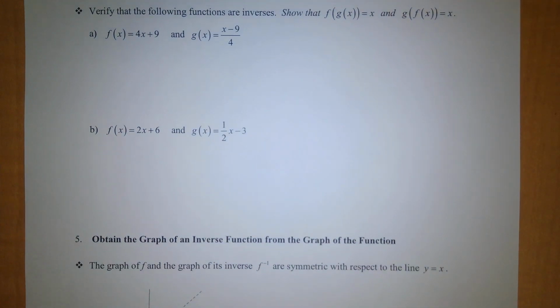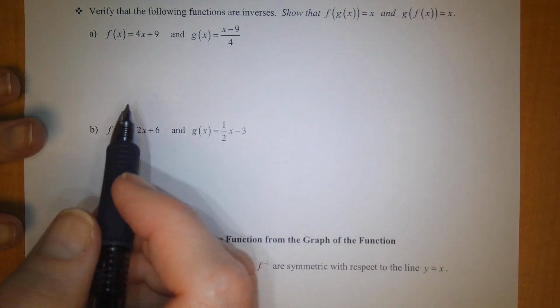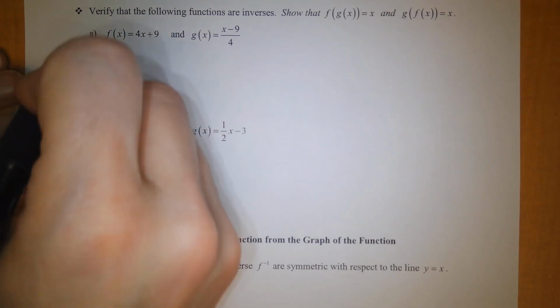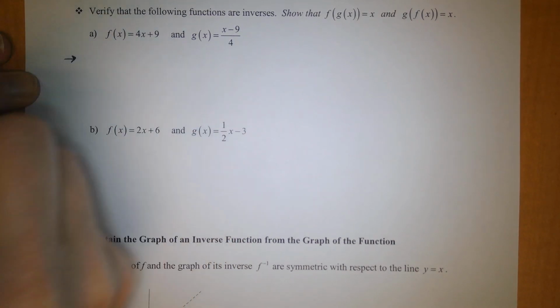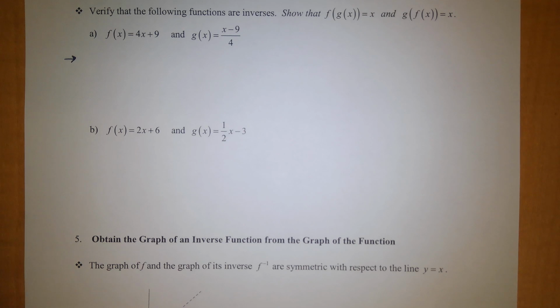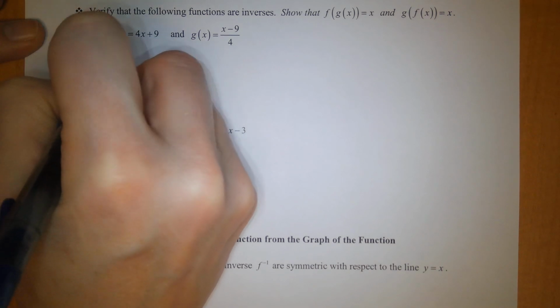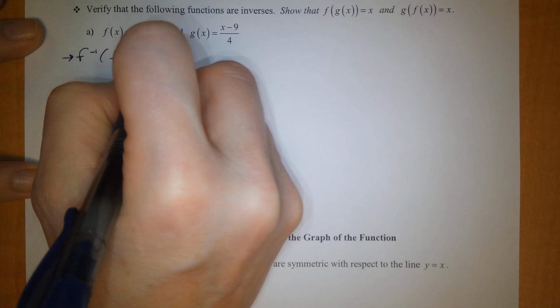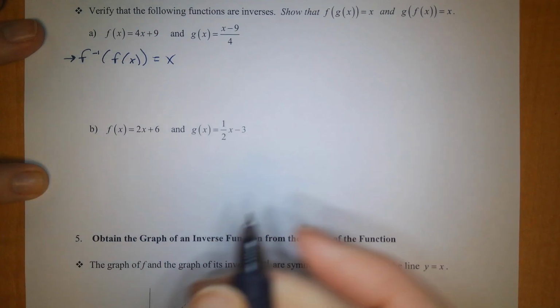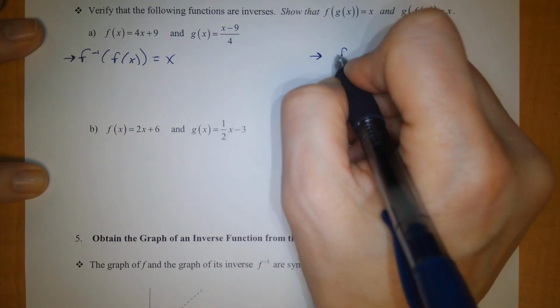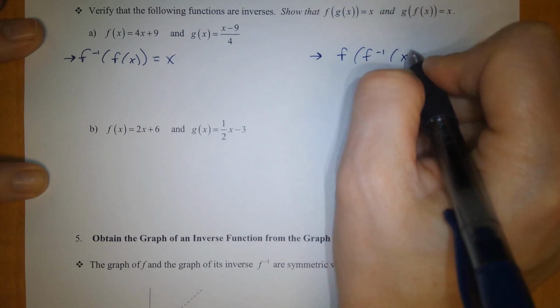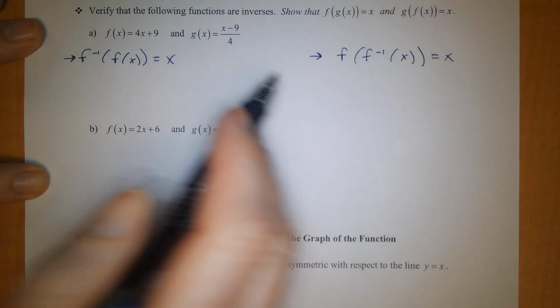So let's verify that these two functions are indeed inverses of each other. In order to verify that they're inverses, you have to verify two things. You have to first verify that when you plug the function into the inverse, you get an x back. So first we're going to verify that the inverse of the original function is indeed equal to x. Then we'll also have to prove that if you take the function of the inverse, it works the other way as well. So we're going to have to prove both ways.